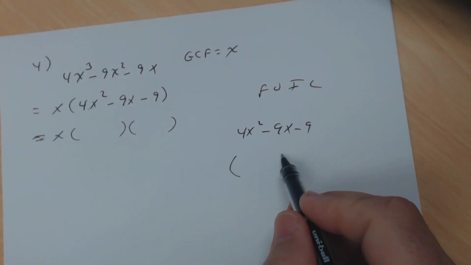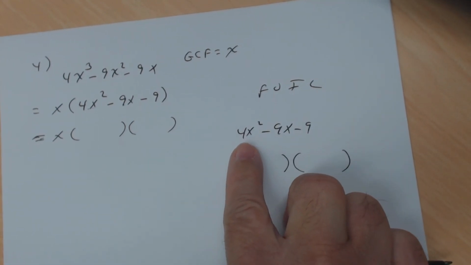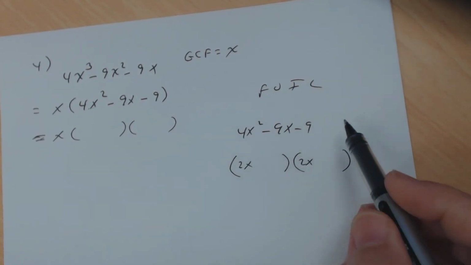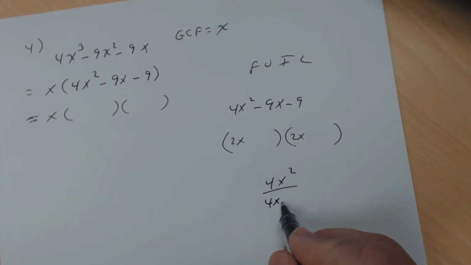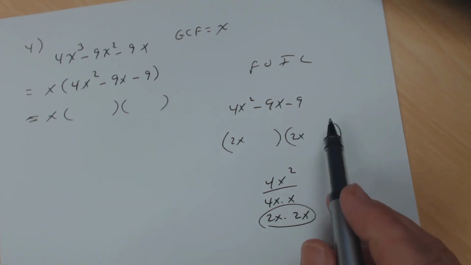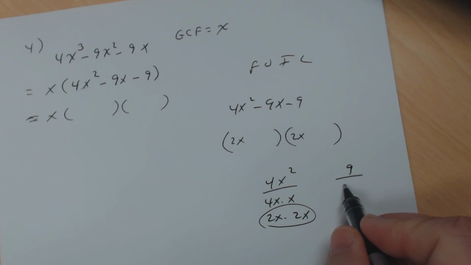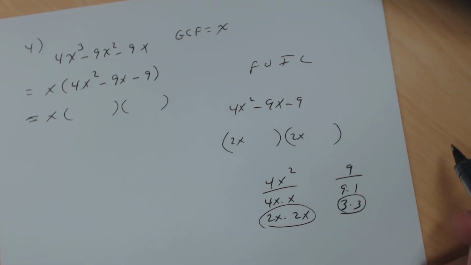Okay, so the first, I have a 4x squared here. So let's try 2x and 2x for that one. The only possibilities for 4x squared, if you think about it, are 4x and x, and then 2x and 2x. But let's just try the numbers that are close together on the number line, so 2 and 2. For 9, now I know this is a negative 9, but let's look at the absolute value. For 9, I get 9 times 1, or 3 times 3. We're going to try 3 and 3 first. All right, see if that works.